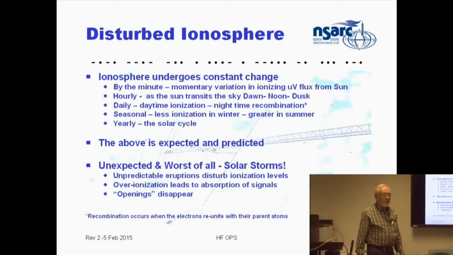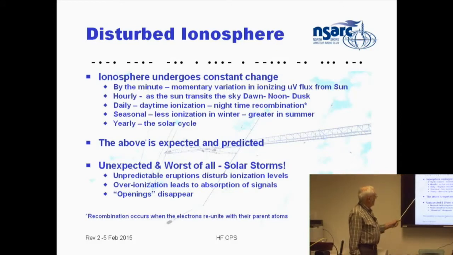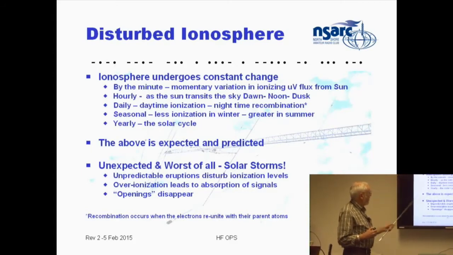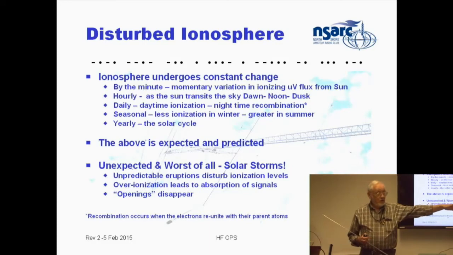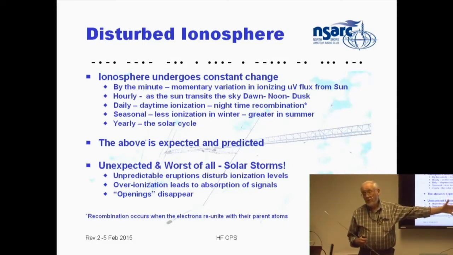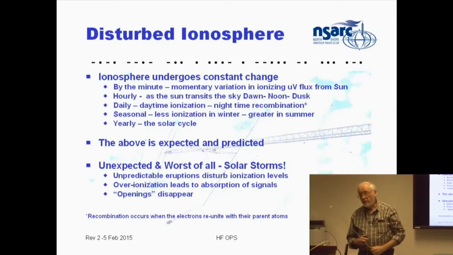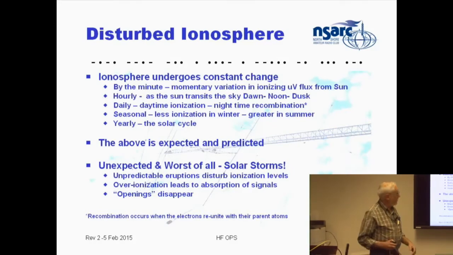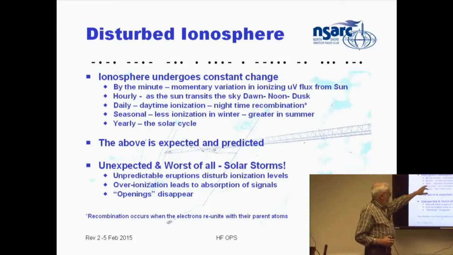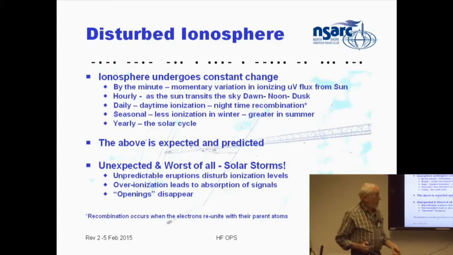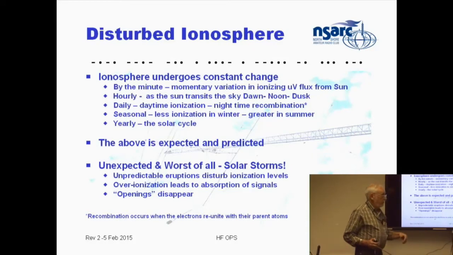Hard to know what's going on at any moment. Some of this stuff is predictable. We know that it varies by the minute just because the flux from the sun is not necessarily absolutely constant, so there's going to be little changes there. Hourly, though, at dawn, the sun is just rising, starting to ionize the ionosphere. At noon, it's probably producing maximum electrons. Back towards dusk, production is falling off. So that's predictable. Daily to nighttime, there's the ionization versus the recombination or deionization. That's predictable.